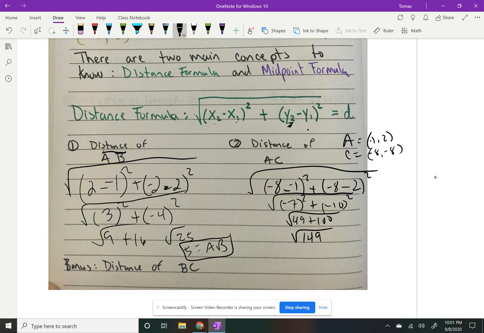Now, you might need to break this down, or you might need to put this in decimal form. I'm not too sure how the computer program asks you, but if it asks you, this is the decimal form, and this is the square root. So this would be the distance between A and C. Just a little FYI.